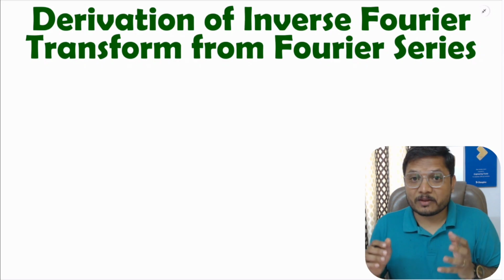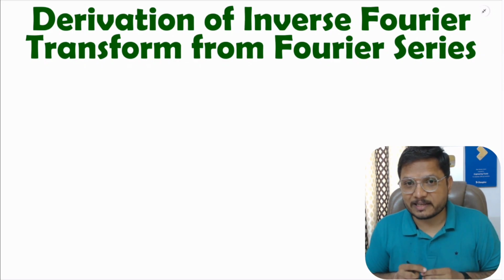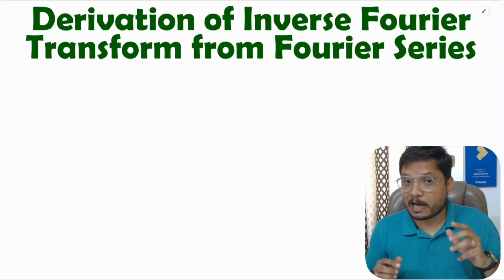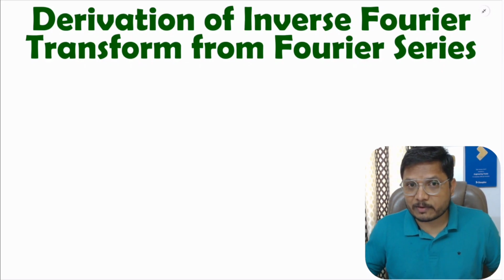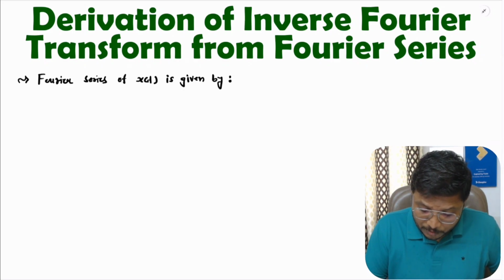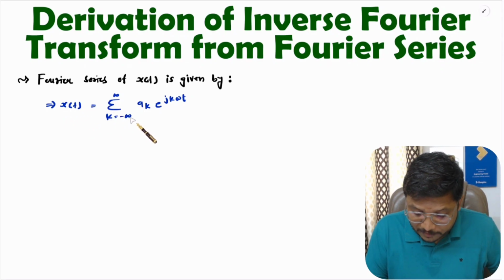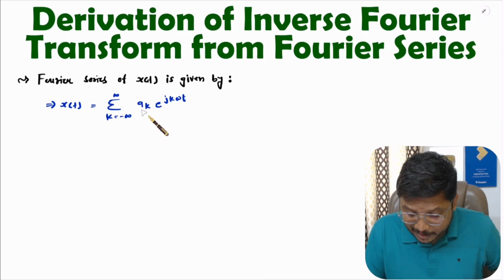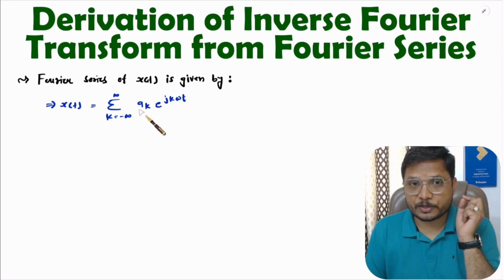In this video, I will derive the inverse Fourier transform equation from the Fourier series. In my last chapter, I explained the Fourier series. If you have a signal x(t), then one can represent the x(t) signal in the form of a Fourier series as x(t) equals the summation where k ranges from minus infinity to plus infinity of a_k times e to the power jkωt. Here a_k is the Fourier series coefficient.